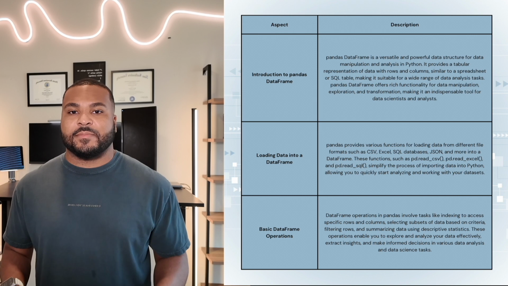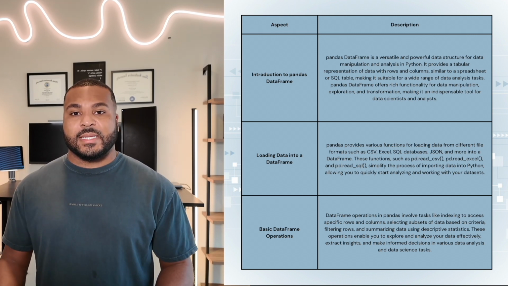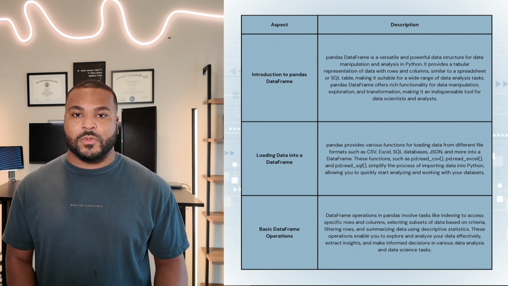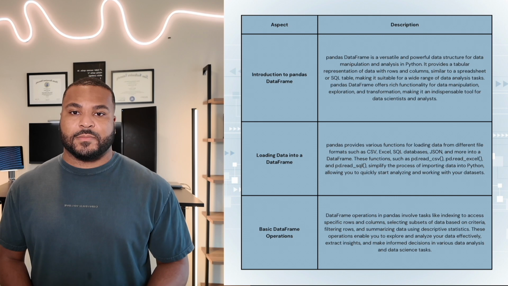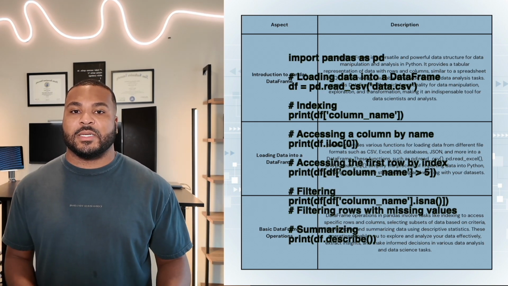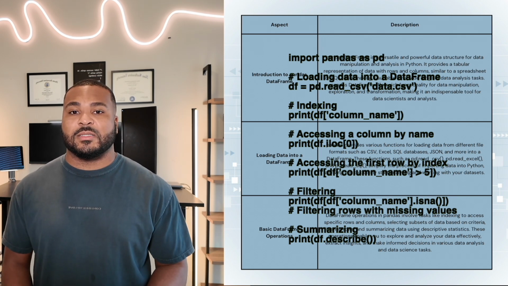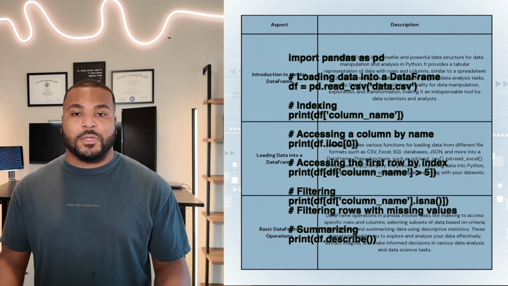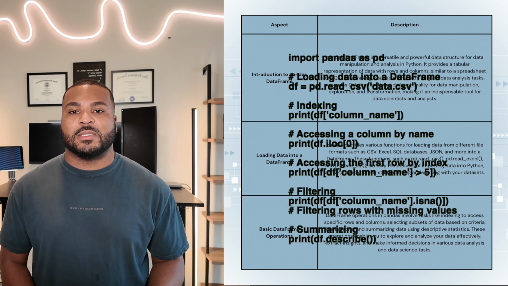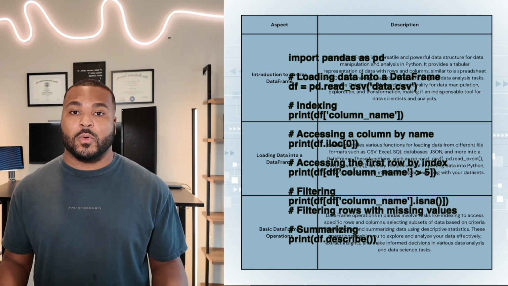Data frame operations in Pandas include various tasks for data manipulation and analysis. So to index, you can access specific rows and columns of a data frame using labels or integer-based indexing. You can also extract subsets of data from a data frame based on specific criteria or conditions, filtering rows of a data frame based on Boolean conditions or column values, and you could summarize, calculating descriptive statistics for data frame columns such as the mean, median, standard deviation, min, max, count, and more.